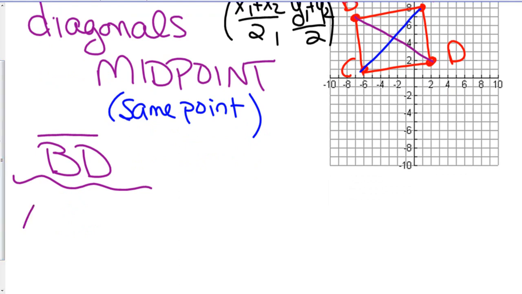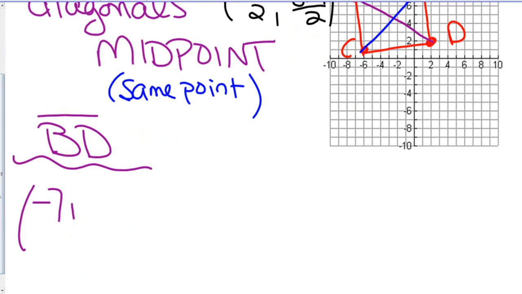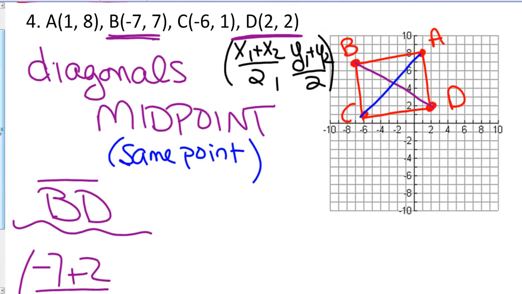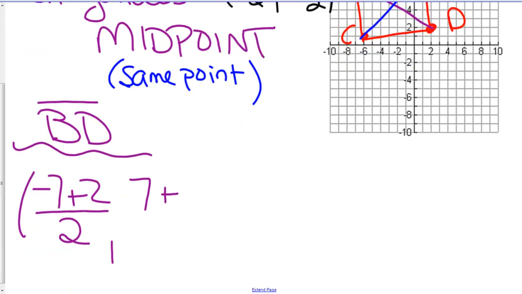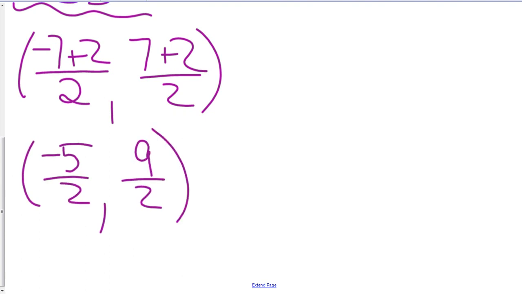So then it is going to be negative 7 plus 2, all over 2. And then if I look, I've got a positive 7 and a 2 for my y. And then all I have to do is simplify this. So negative 7 plus 2 is negative 5 over 2. And then 7 plus 2 is 9 over 2. And I can leave it in improper fractions. I can write it as a decimal if I need to. I can write it as a mixed number if I need to. But ultimately, that is as simple as it gets for me.